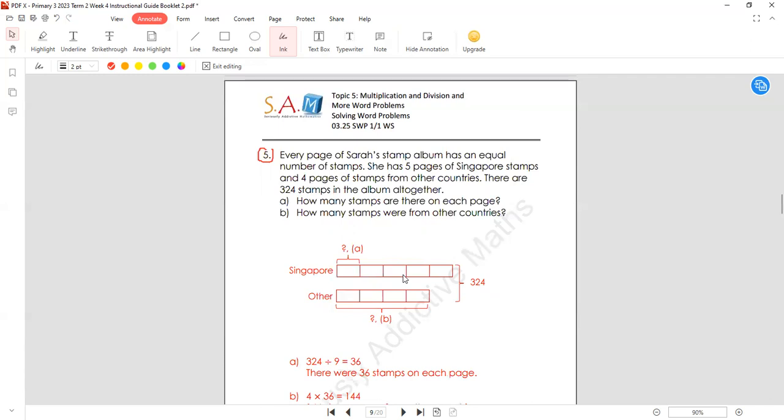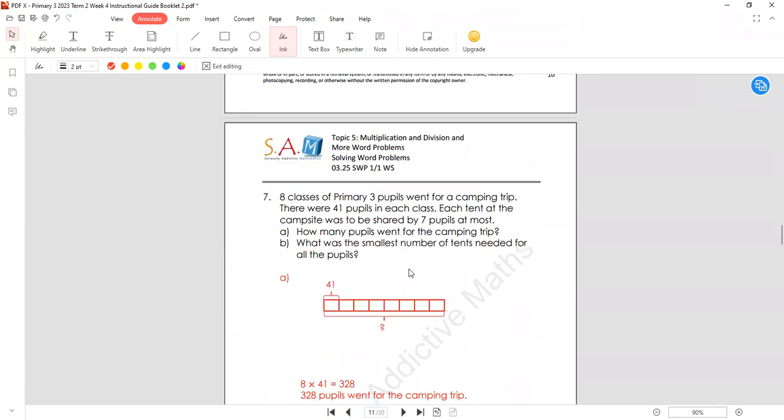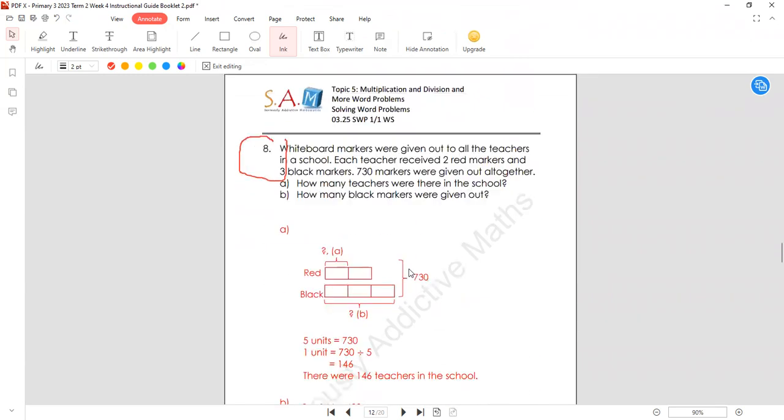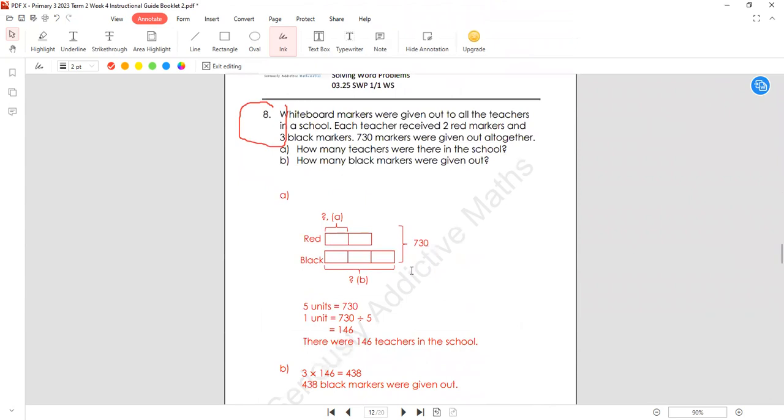Question 5, right? Good to go through with them. Okay. You can get them to try drawing their own, right? And then you guide them. And then question 8. Now, question 8 is a bit challenging, I believe, for many students. So instead of using this, you might want to consider using another way to explain it.